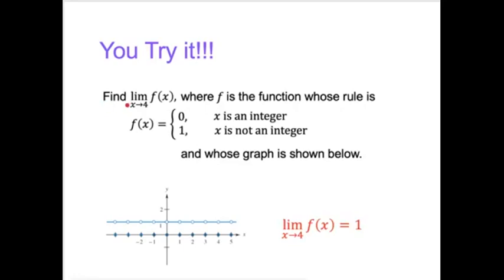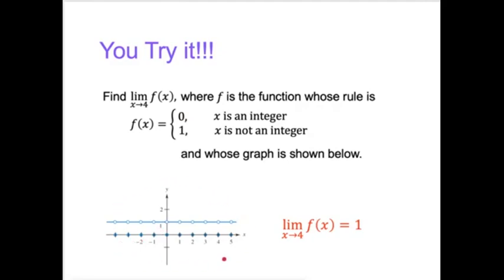So in this example, we're asked to find the limit as x approaches 4 of f of x, where f is a function whose rule is f of x equals 0 if x is an integer, and 1 if x is not an integer, and whose graph is shown below. So notice here on the graph that, at least for the integers that you can see, -2, -1, 0, 1, 2, 3, 4, 5, those are all on the x-axis because f of x is defined to be 0 when x is an integer. Otherwise, they have a value of 1, f of x equals 1. So that's why we have a graph that looks like this.